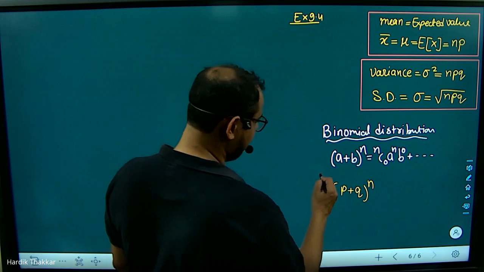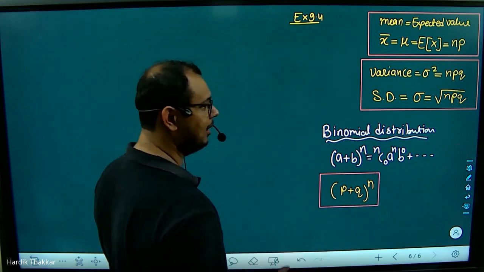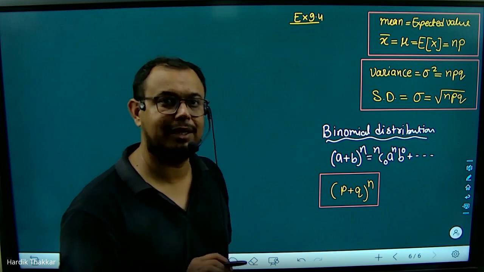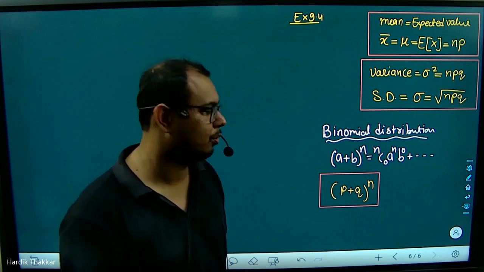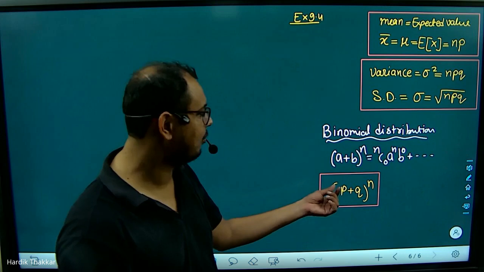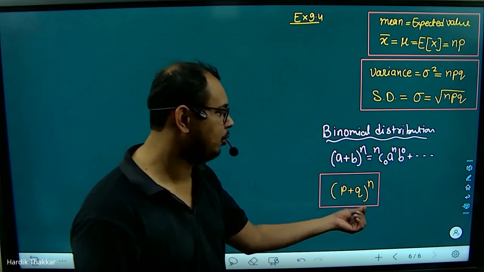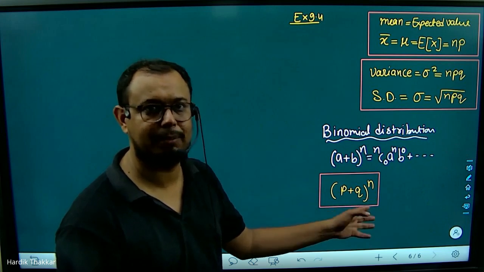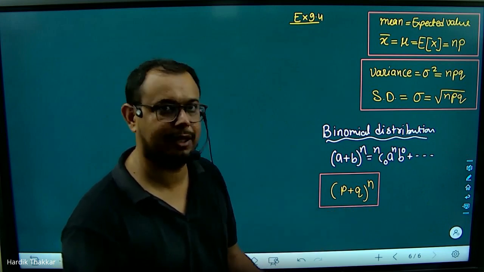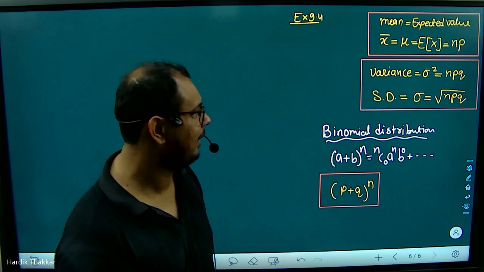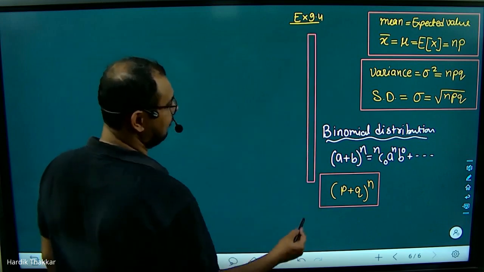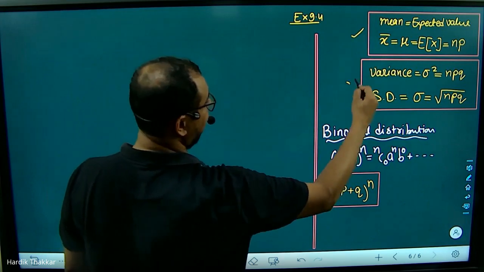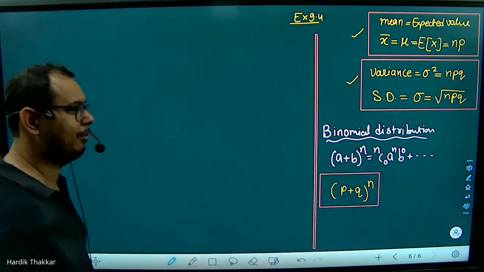This expression is called the binomial distribution. So in some questions it is asked to write the binomial distribution. What you have to write is just put the values of p, q and whole raised to power n. Here n is the number of trials, p and q are the probability of success and failure in an individual trial. Okay, is that clear? The formula for mean is this, the formula for variance is this, only these two formulas will be used.